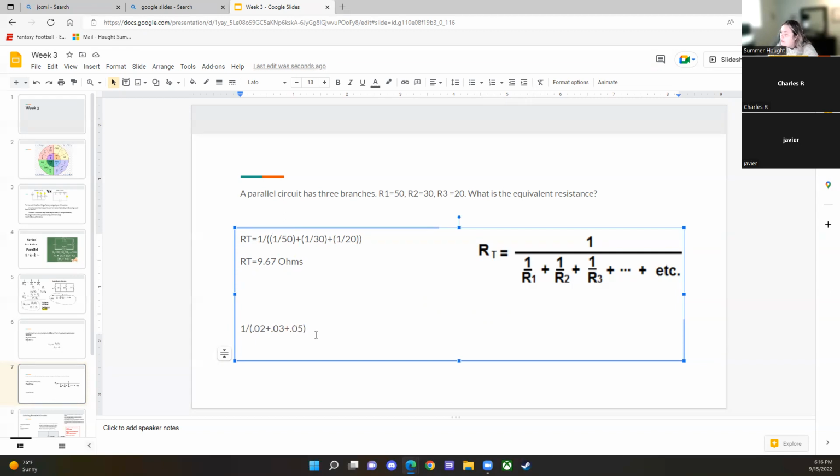And then we can just divide it. So 1 divided by 0.1 is 10. Actually it's 9.67, but that's just because of rounding, and that's okay. You might have to round in situations, so that's totally okay. But again, the way you solve this equation is you just do 1 divided by the fractions of all of those resistors.